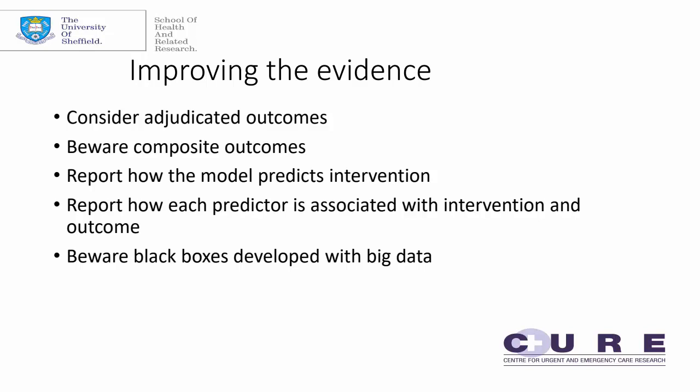We could report how the model predicts intervention, because if the model predicts outcome but is poor at predicting intervention, then it suggests that either we're intervening in the wrong people, or we're going to be predicting people who currently we don't usually, for whatever reason, decide to intervene in. And to look into more detail, we can look at how each predictor is associated with intervention outcome. So these are all suggestions of how we could improve when we're reviewing papers, ask for more information from the authors of those papers. I think particularly I'd like to suggest we have to be aware of black boxes with big data.